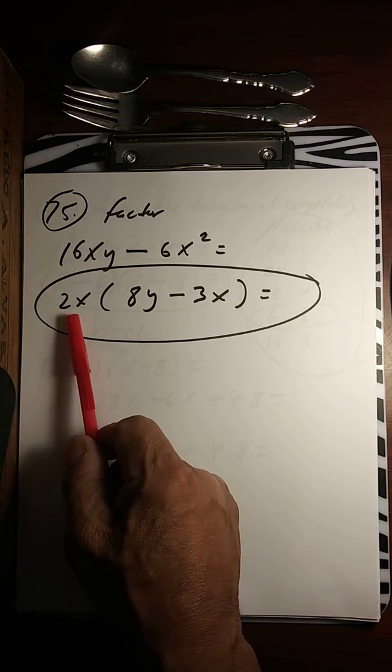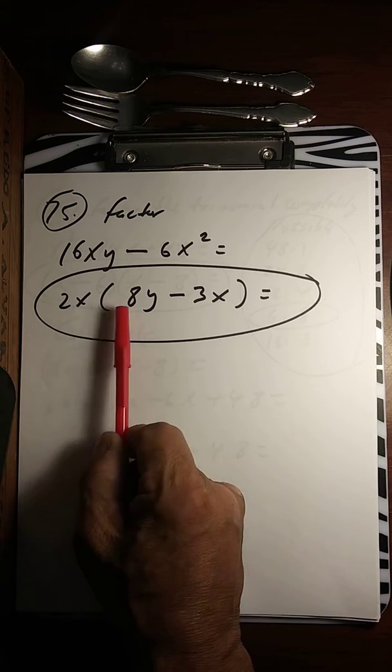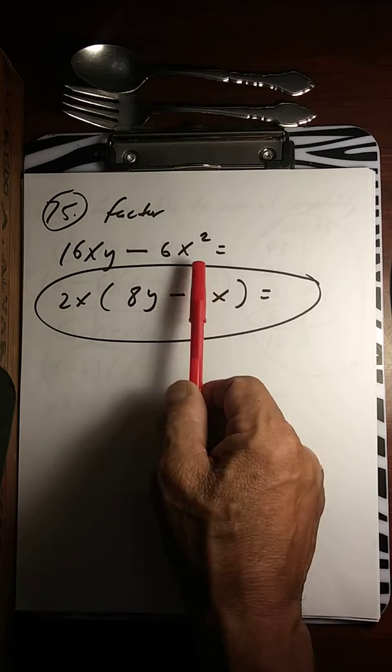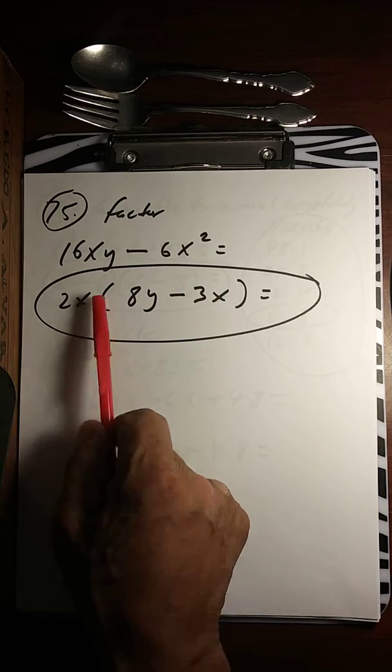We can take out 2x from this. So 2x times that, is that right? 2 times that is 16xy, yes. And 2 times that is a negative 6x squared, yes. So this times this one is that one, so that's what we can factor out.